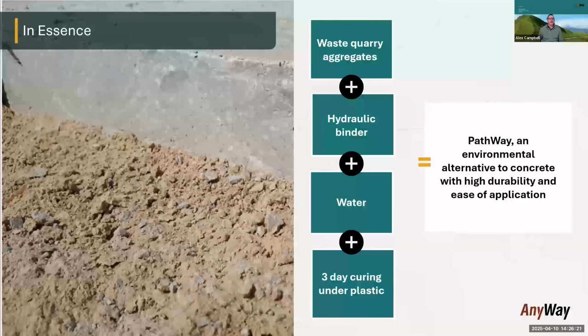So in essence, like any hydraulic material, we're using waste quarry aggregates and a hydraulic binder. By hydraulic binder, we mean you add water, it starts to react, strength-gaining properties occur, and you're left with a semi-rigid or rigid slab. Paramount to the success of any hydraulic binder is the addition of moisture or water. You can't start a reaction without water. Cement in a bag just sits there waiting for water to hit it, and when it does, the reaction starts.